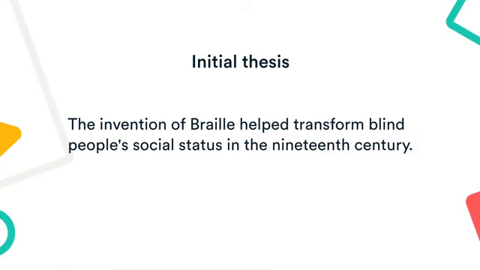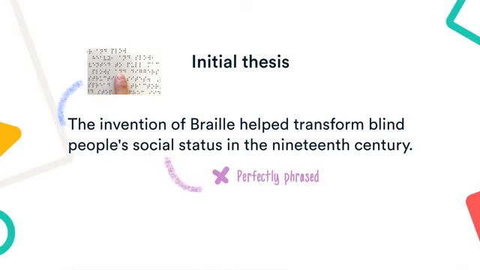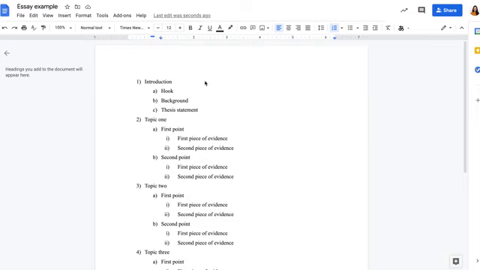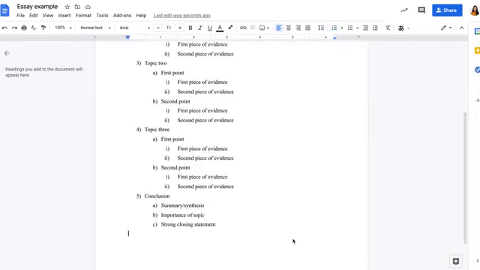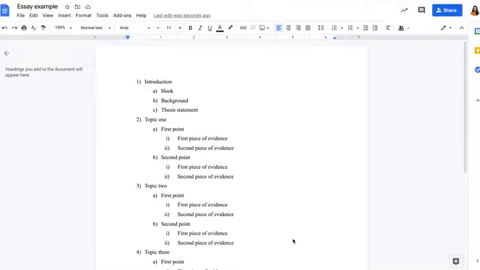In the preparation stage, you first need to understand the assignment and choose a topic. Once you've chosen your topic, you should come up with an initial thesis. This is the main point you want to make in the essay, or the position you're going to argue for. At this stage, it doesn't have to be perfectly phrased, but it's important to start with a clear idea of what you want to say. Then you can start creating an outline and planning your essay structure. This will kickstart your writing and keep you on track.